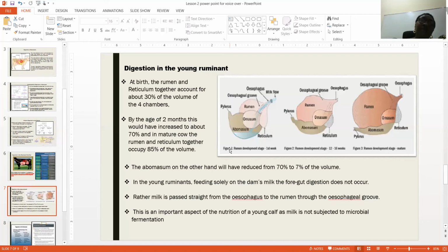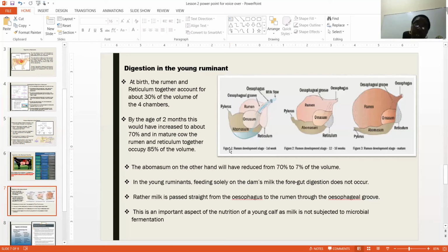But as the animal begins to grow and begins to eat solid fibrous materials, it brings about the initiation of microbial activity in the rumen. And the rumen now begins to develop and to grow. And at maturity, the rumen and the reticulum will now occupy 85% of the total size of the stomach.